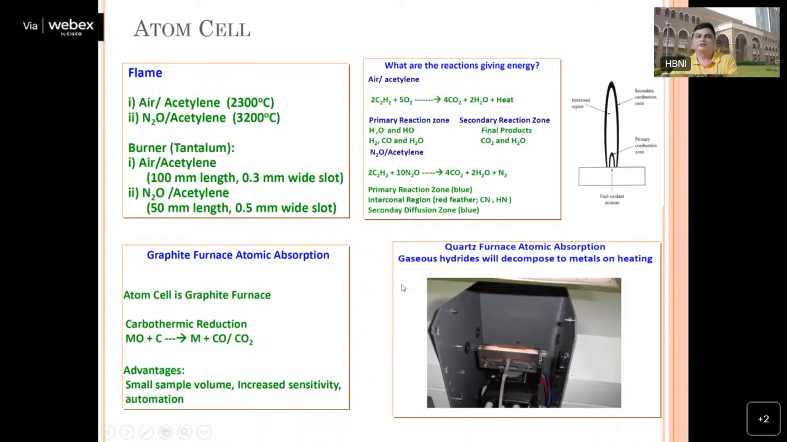And the quartz furnace is used only for certain elements. I'll show you which elements use this quartz furnace, probably for hydride generation.